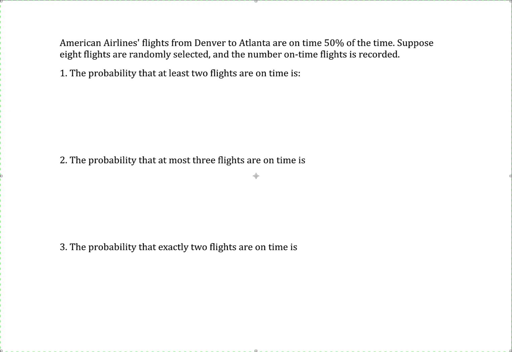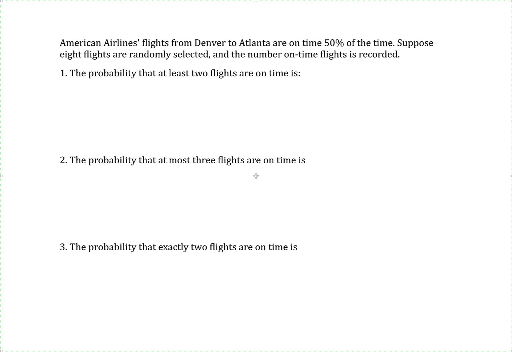What we also need to make sure of is that we have a fixed number of trials. So we have a group of 8 flights. So that's our fixed number of trials. And then we need to know that each trial is independent of the other. If one flight's on time, it's not really going to affect the probability that the next flight is on time. So we can assume independence.